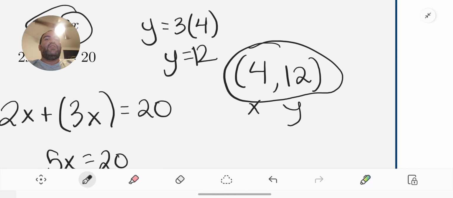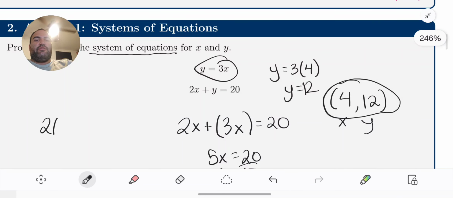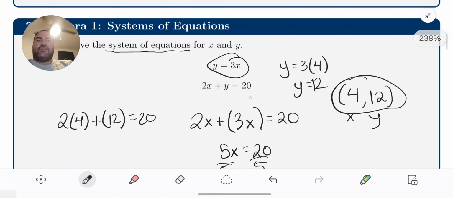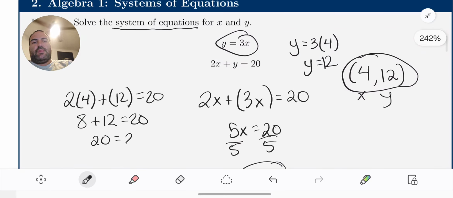Done. Don't forget, you could check your work for this one. So we could plug that point into the other equation and really make sure that we're right. Watch this. This is extra, okay? Some teachers make you do this, but this is just extra work. So I'm plugging that coordinate in here and seeing if it works. 2 times 4, 8. Boom. There we go. 20 does equal 20. We're good. We found the right answer.